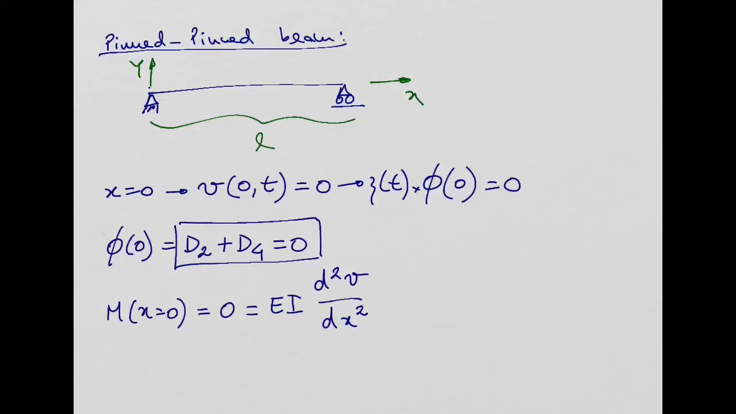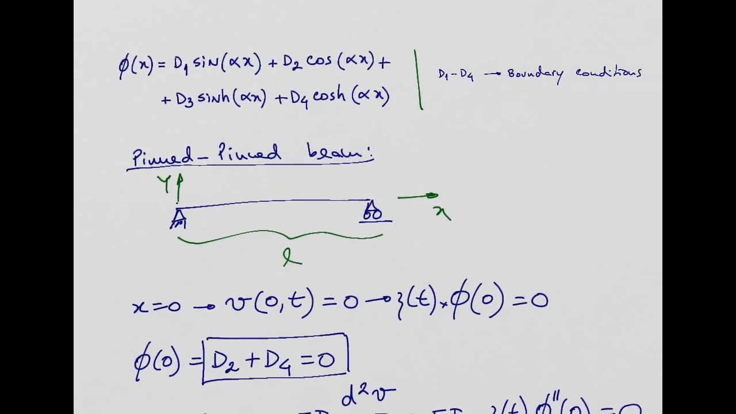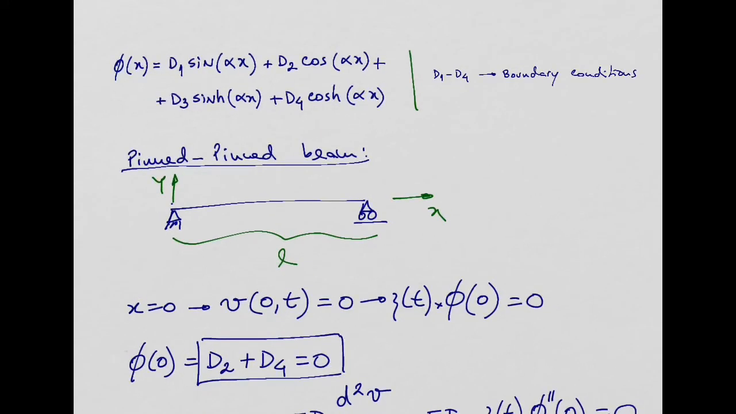Which means M is going to be equal to EI times the second derivative of my function phi calculated at point 0. And this needs to be equal to 0, which is the boundary condition for the moment for x equal to 0. So I need to get the second derivative of this function with respect to x. That's what I'm going to do now.